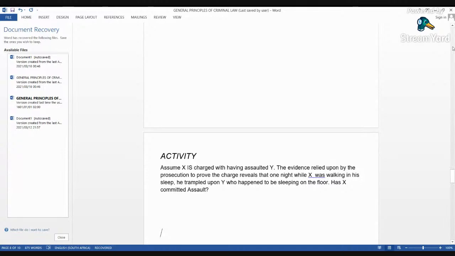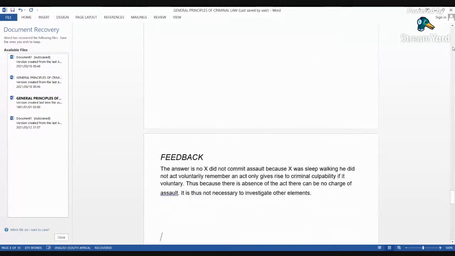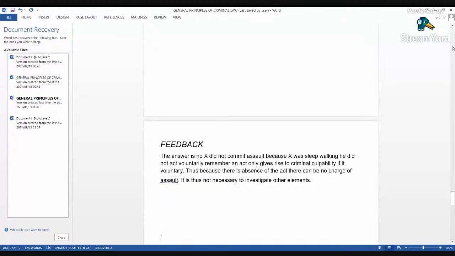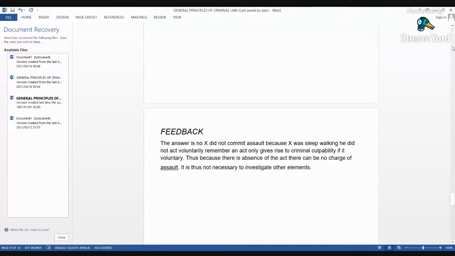The study guide explains under the feedback that it is not necessary to investigate other elements because that would be legally incorrect. What they mean is that if we go on to investigate compliance with the definitional elements, we are assuming that there was an act, of which there wasn't. That means we would be assuming that sleepwalking can be classified as a voluntary act, and it is not.